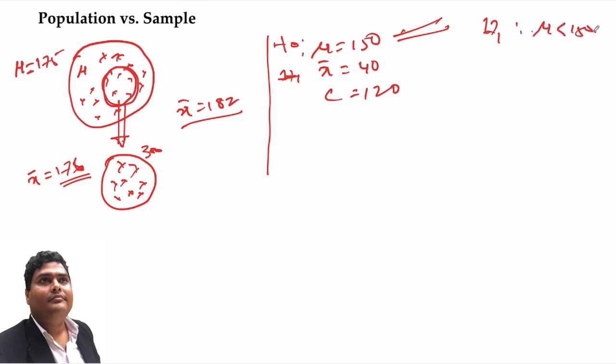Less than 150, right? This is the null hypothesis. Great. Now what is the burden of proof? One thing we need to understand is the concept of burden of proof.